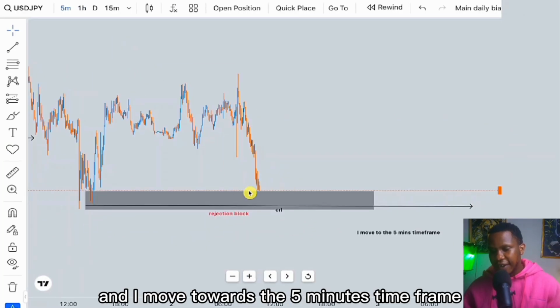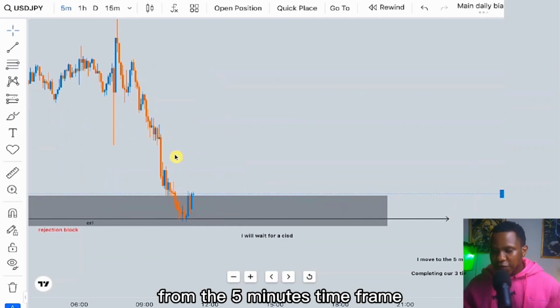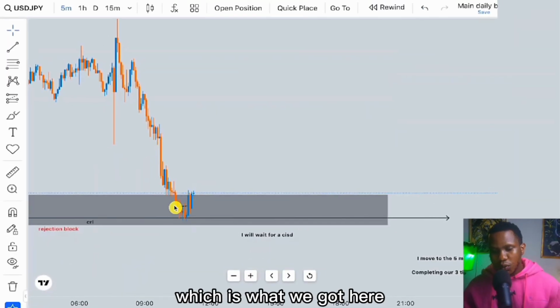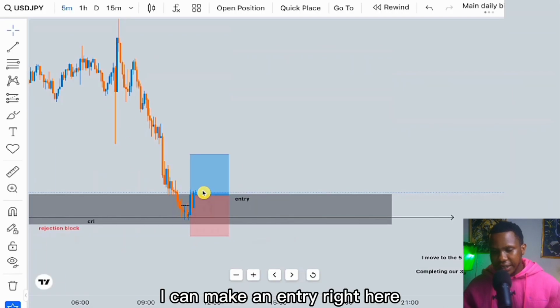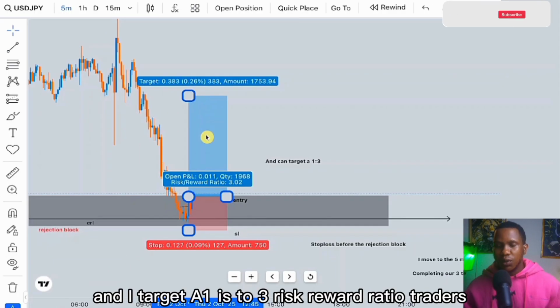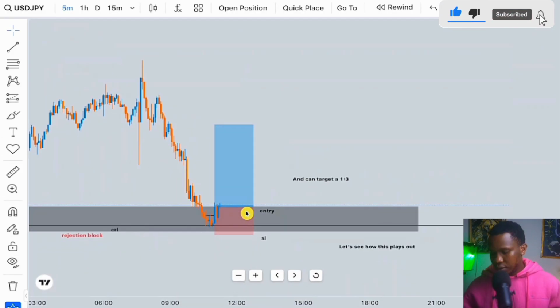Then I move towards the 5 minute time frame, completing our 3 time frame top-down analysis. From the 5 minute time frame, I want to see a change in state of delivery, which is what we have here. I can make an entry right here, stop loss below this level, and I target a 1:3 risk to reward ratio, traders. Let's see how this unfolds.